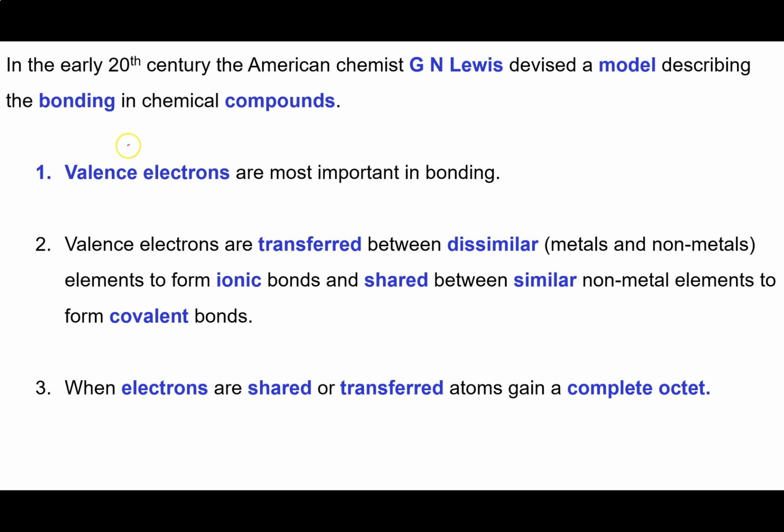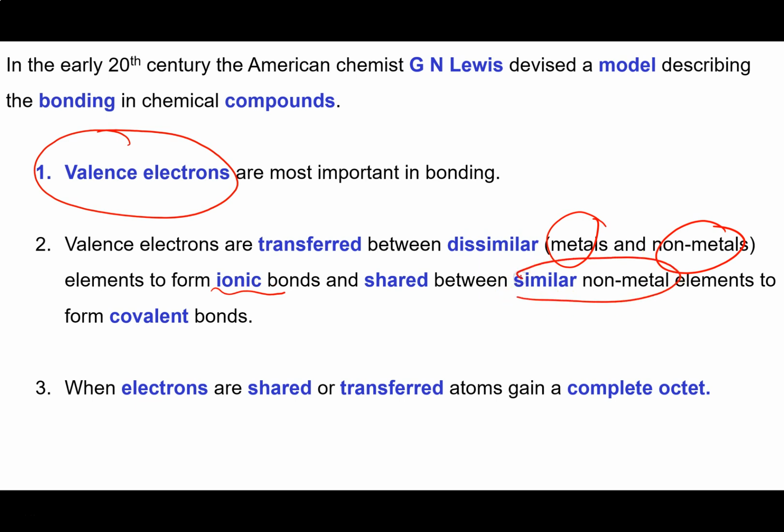First thing that he noticed is that valence electrons, those that are in the outermost shell of a representative element, are the ones that are most important in bonding and the ones that are going to interact when atoms come together. G. N. Lewis said that valence electrons are transferred between elements that are very different. So between metals and non-metals, we see the transfer of electrons when those atoms interact, and this results in the formation of ionic bonds. However, when we have similar non-metal elements, when those atoms come together, electrons are shared and we form what are referred to as covalent bonds.